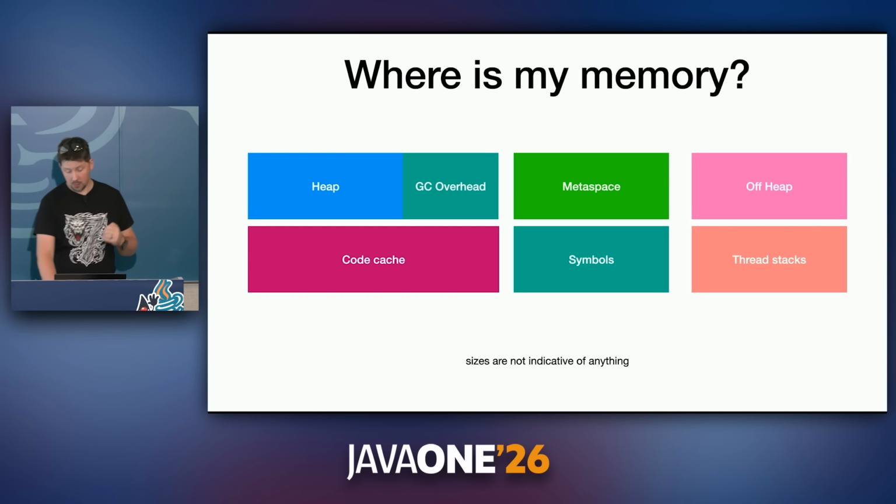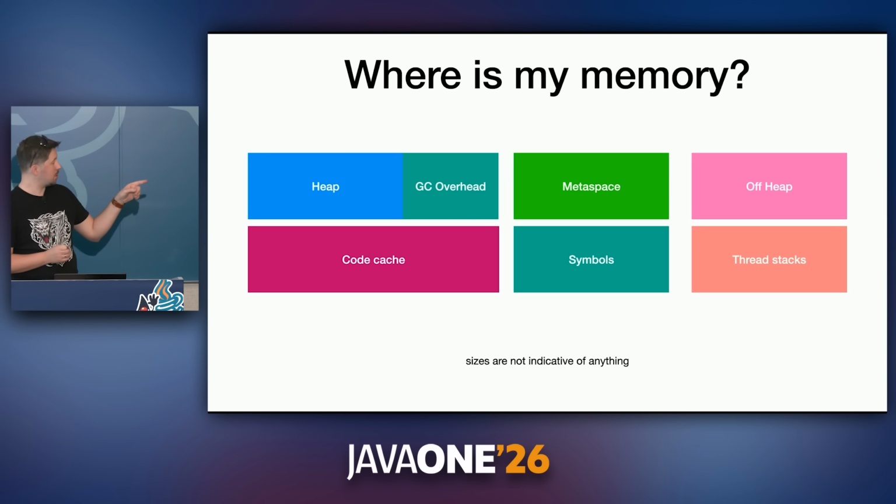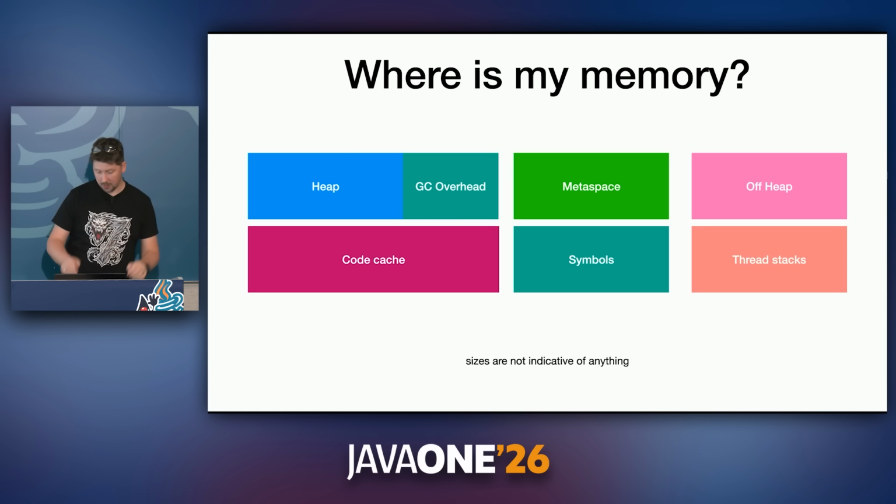And that's surprising to people sometimes, and it shouldn't be. So let's look at what are the spaces that a Java process uses memory for. There are a couple of them. They come in colors. Sizes are not indicative of anything, and I do mention symbols out there. We will not talk about them, and we'll talk about all the others.